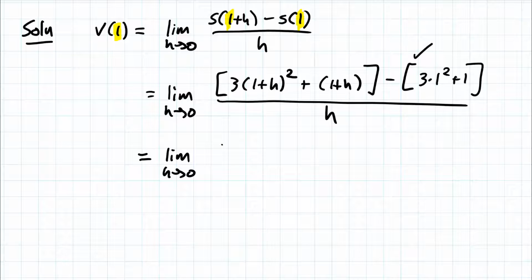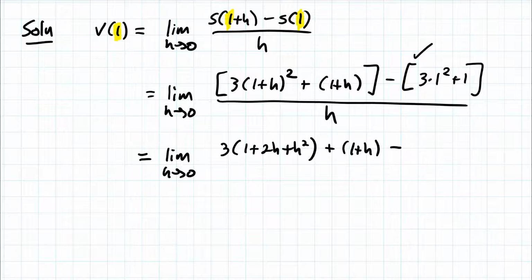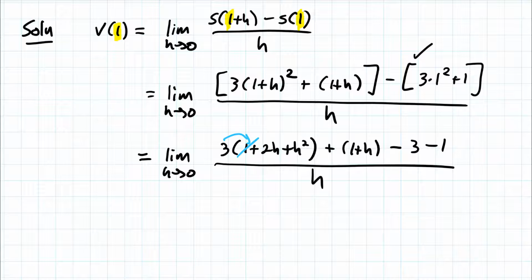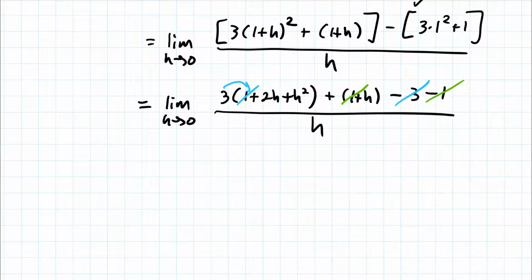So we get 3 times (1 plus 2h plus h squared) plus 1 plus h minus 3 minus 1, all over h. Now we see this 1 here, it's really 3 times 1, so it's a 3. We'll cancel with that 3, and the 1 here will cancel with that 1 there. All right, so that's all the canceling we get.